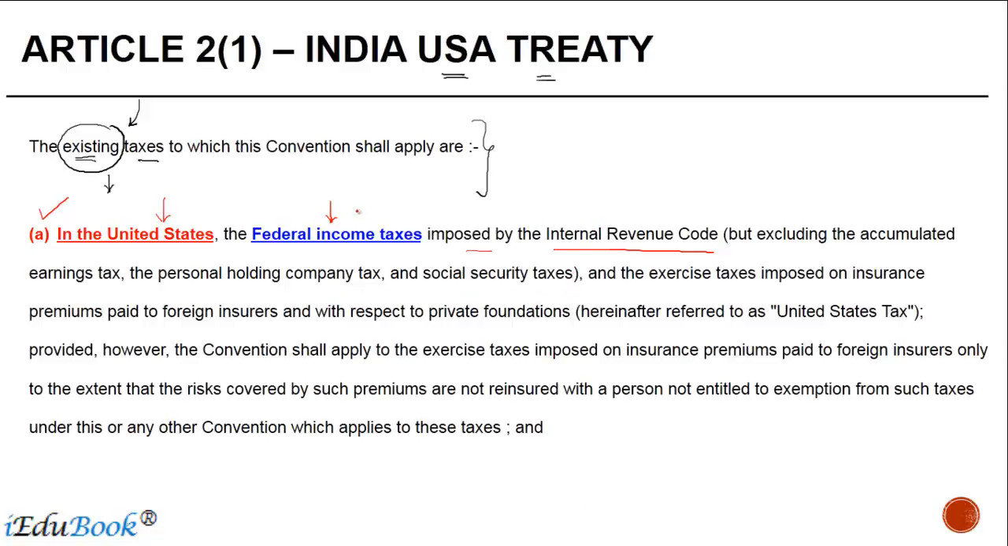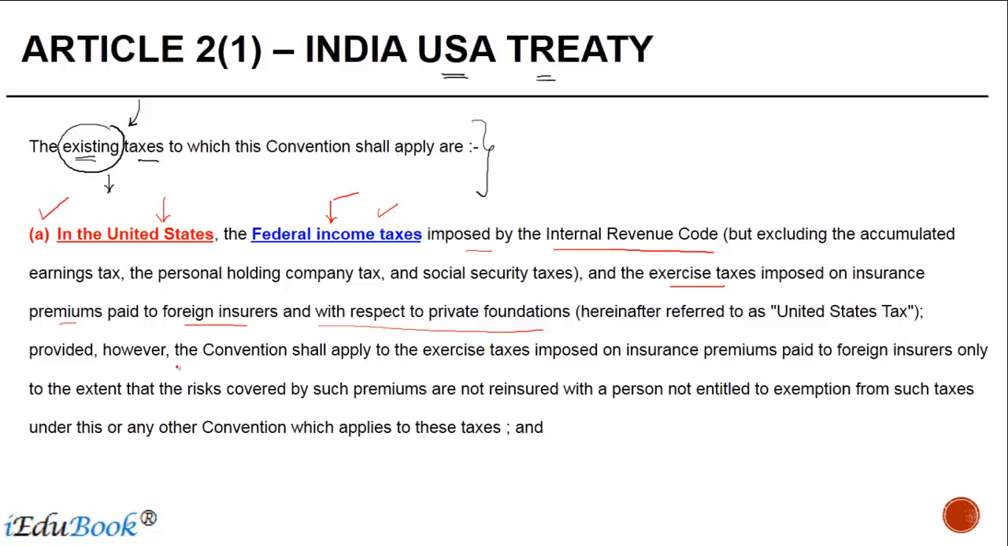Now this basically sets the context that it applies to federal income taxes other than these three taxes which are mentioned here, and the excise taxes imposed on insurance premiums paid to foreign insurers and with respect to private foundations. So it applies to the taxes imposed by the federal government and on insurance premiums which are covered here.